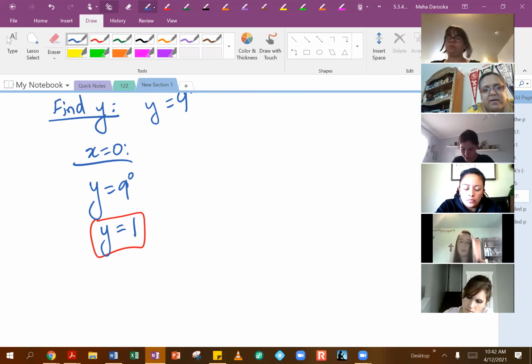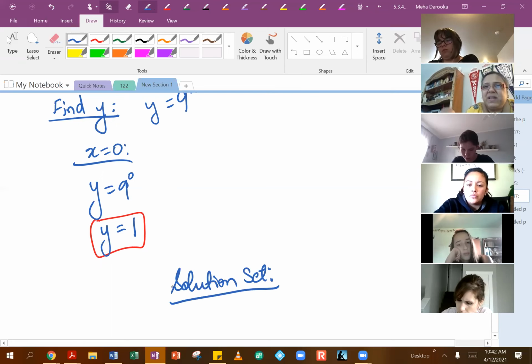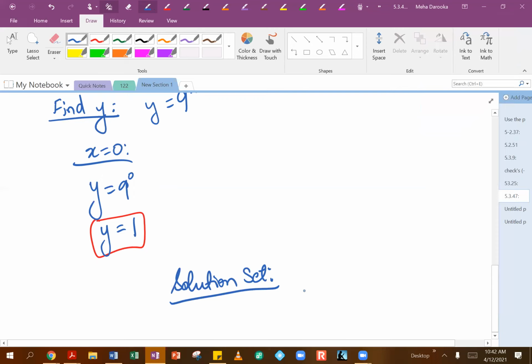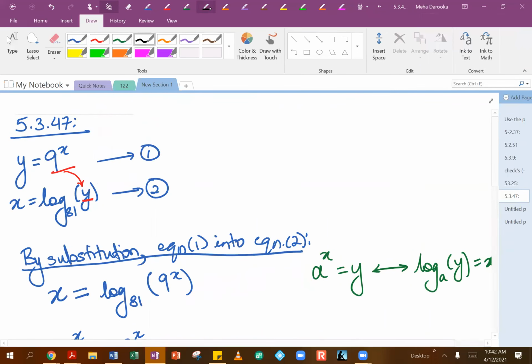So your ordered pair, this one actually did give us a single ordered pair: 0 for the x value, 1 for the y value. And of course, you can go back and check your answers in both the equations.